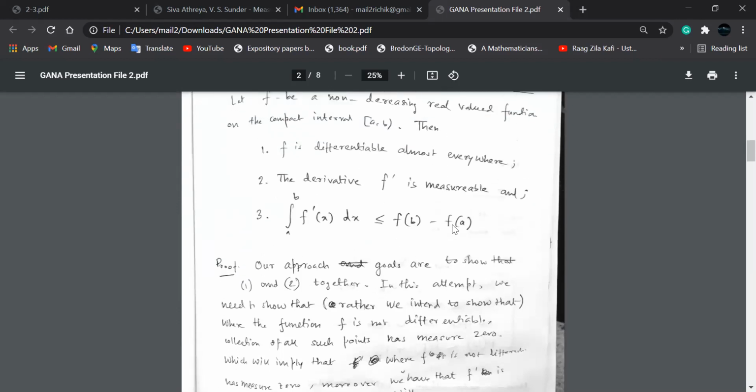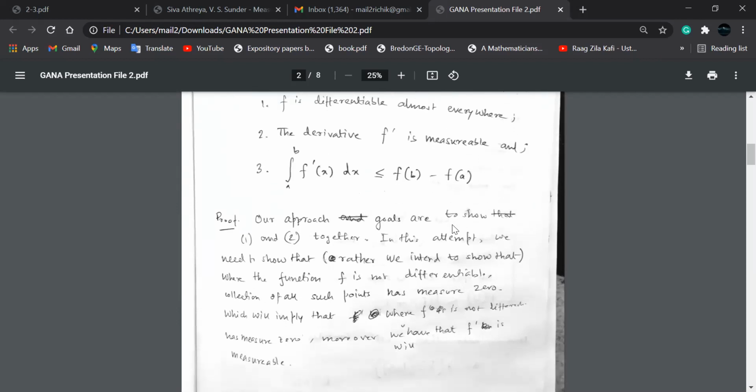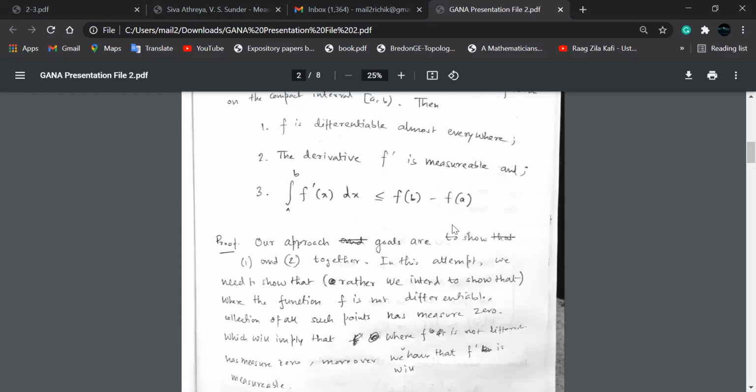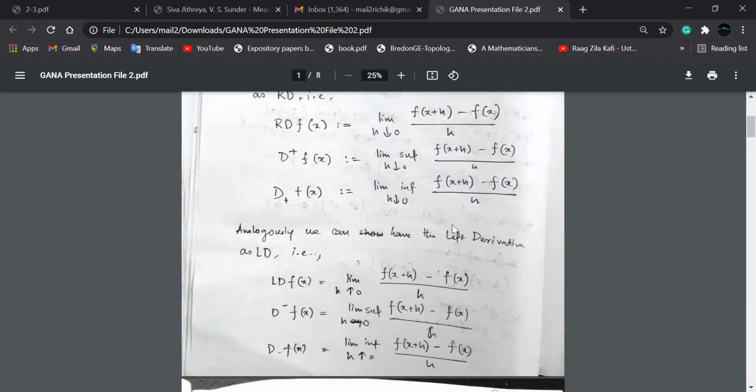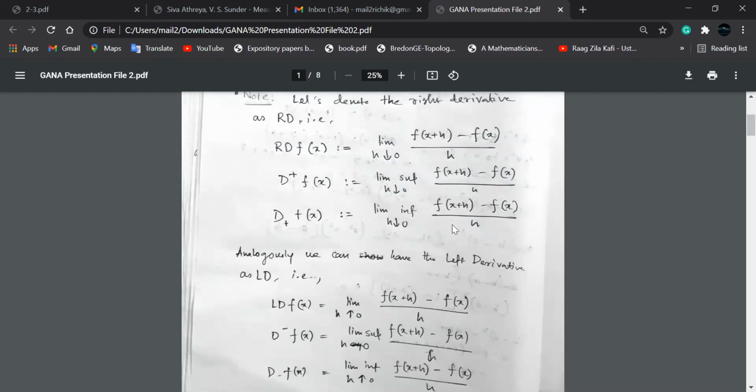For the first part, we have to show that f is differentiable almost everywhere, and for the second part, that the derivative f' is measurable. We intend to do both of these at once. How? We show the set where the derivatives disagree is small. When does the derivative exist? When D^+ and D_+ agree and become equal, and D^- and D_- become equal, and they equal Rd f(x) and Ld f(x) respectively.